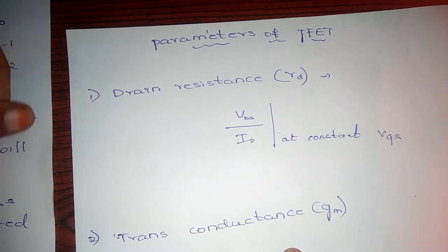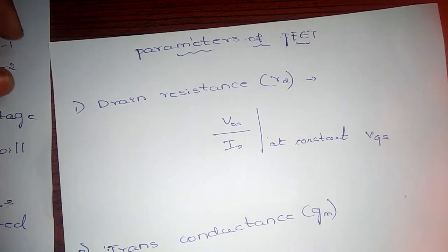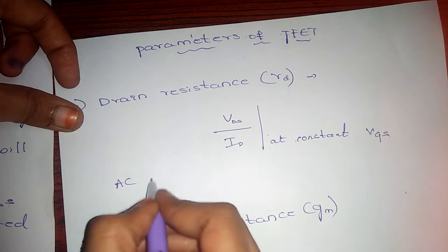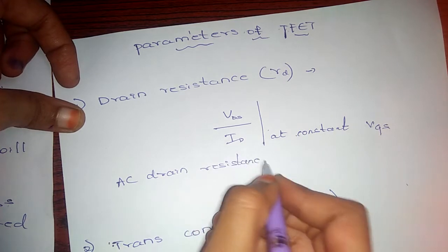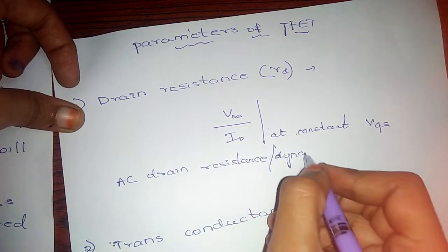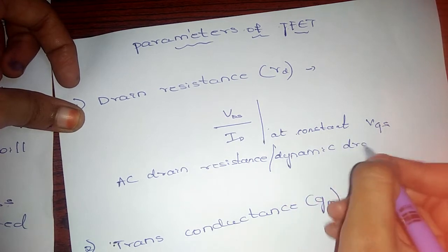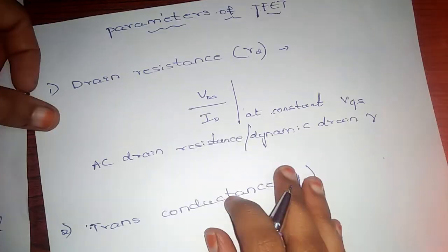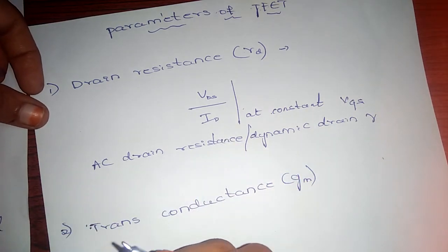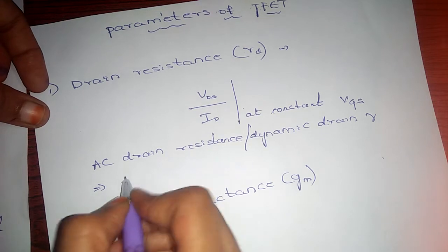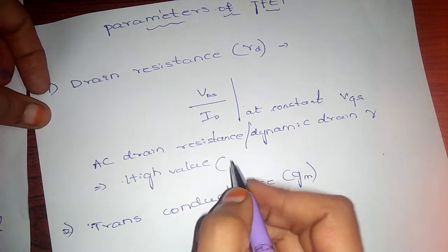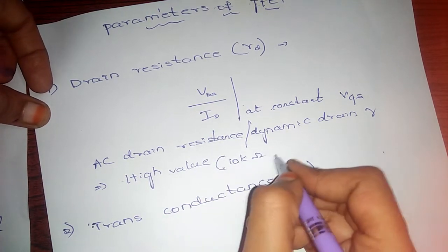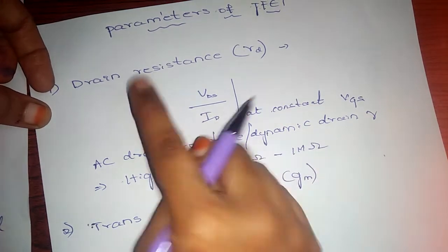Another name for the drain resistance is AC drain resistance or dynamic drain resistance. The range that it has is a high value, 10 kilo ohms to 1 mega ohm. This is about the drain resistance.